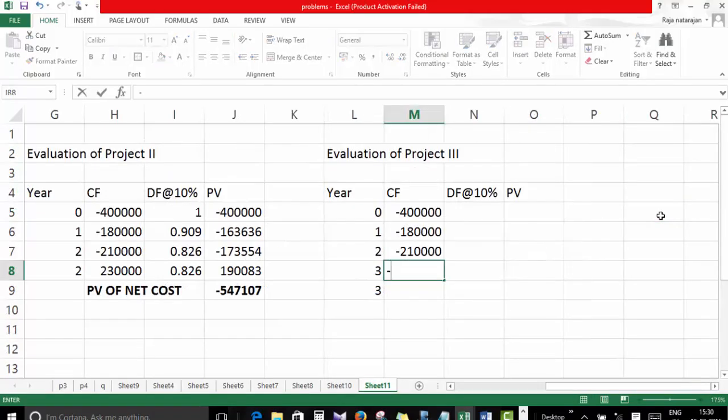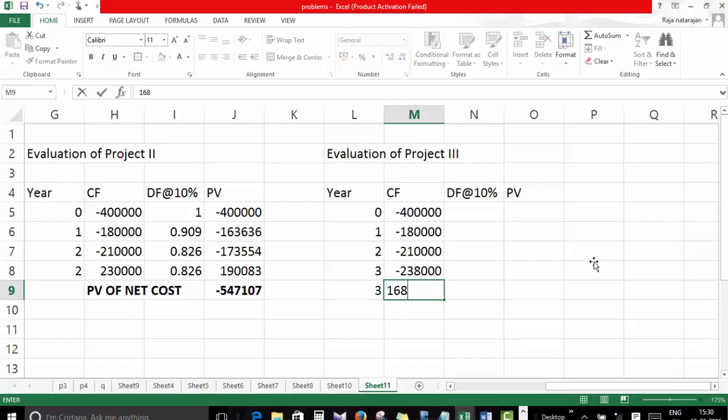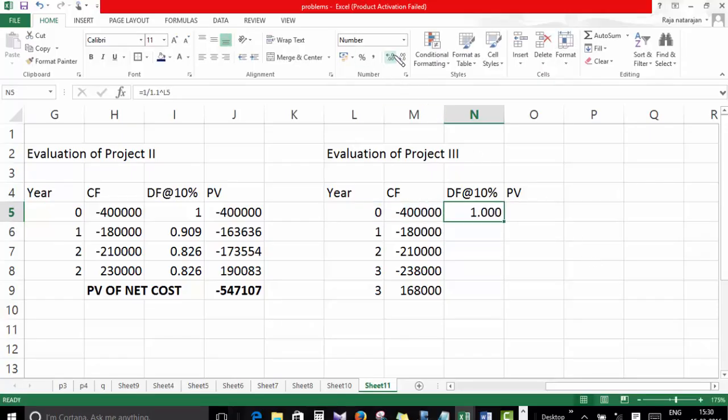Okay, so it is minus 2 lakh 38,000. Then comes the salvage value in year 3, which is how much? 1 lakh 68,000. So here we have 1 lakh 68,000. Then we'll take the discount factors, that is 1 divided by 1.1 to the power the time period. So we have to keep this at 3 decimals. Okay, we'll do that for all the other years.